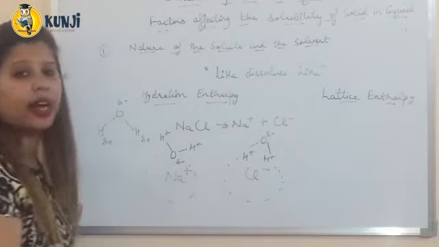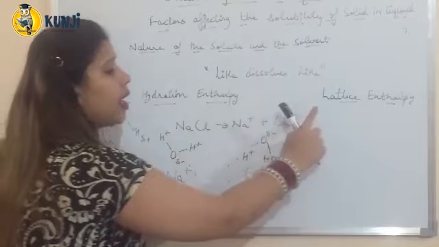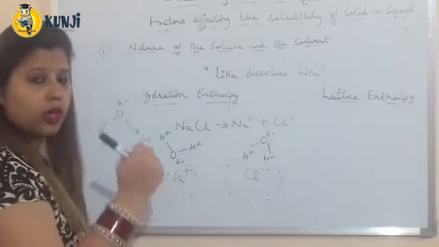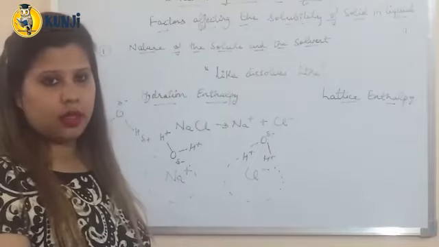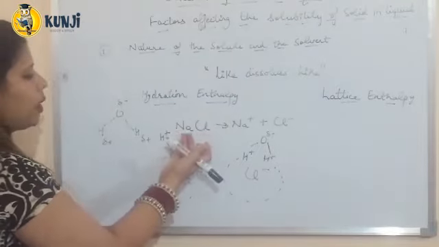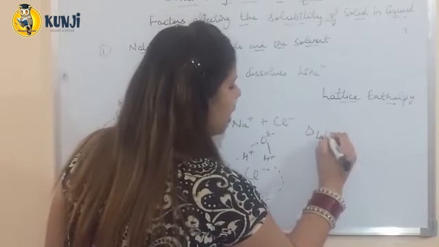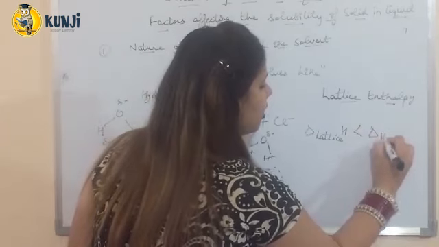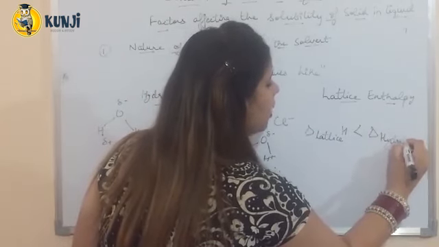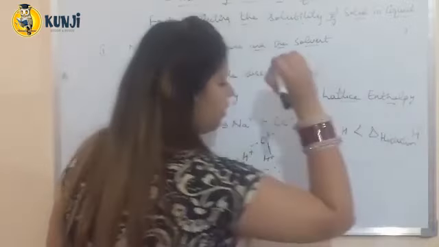This is known as hydration enthalpy. But before hydration enthalpy, lattice enthalpy comes into play, which means the energy required to break the lattice, that is, how much energy we require to break the NaCl. So as a result, the lattice enthalpy should be less than the hydration enthalpy, then only solubility can occur.